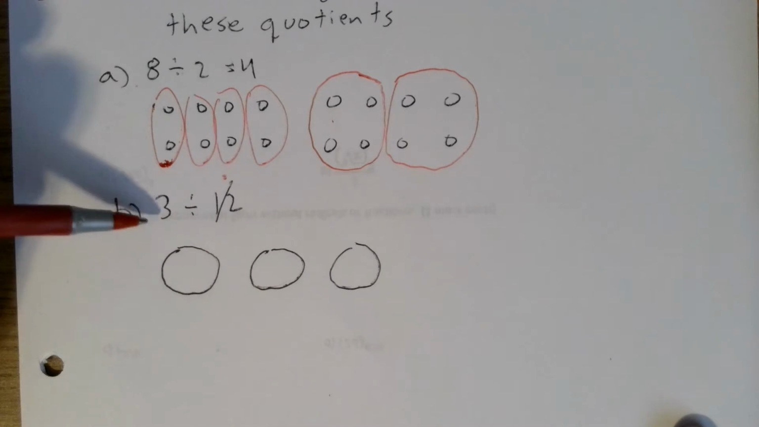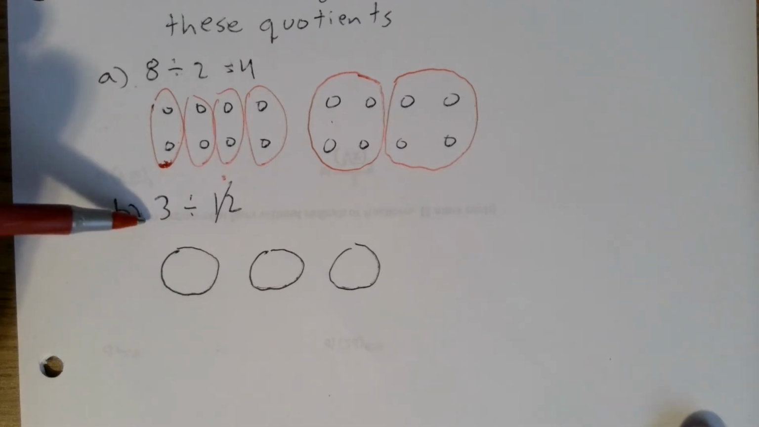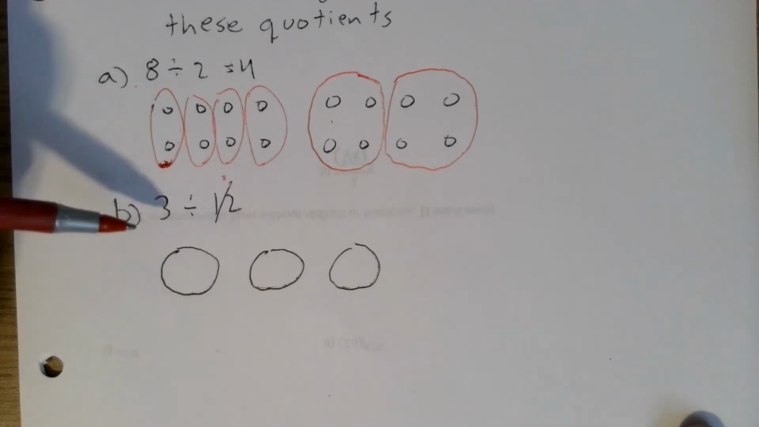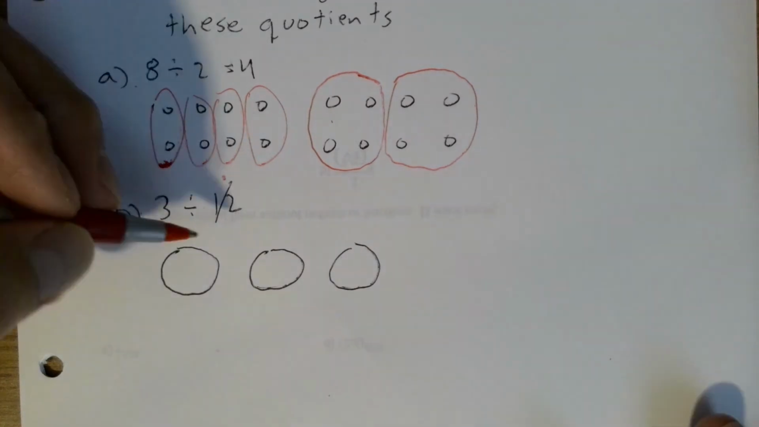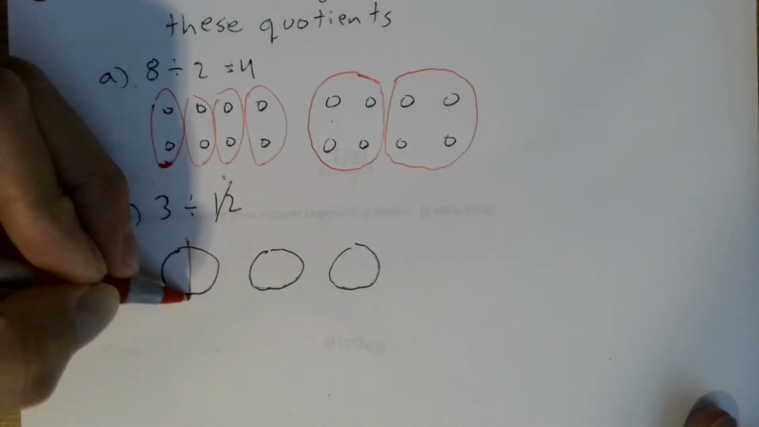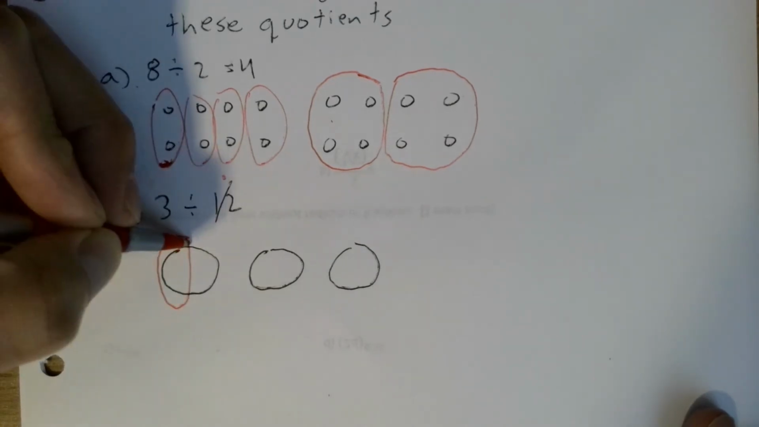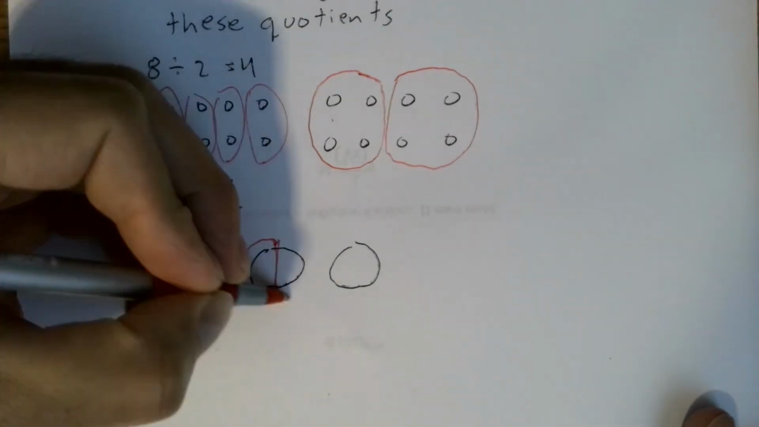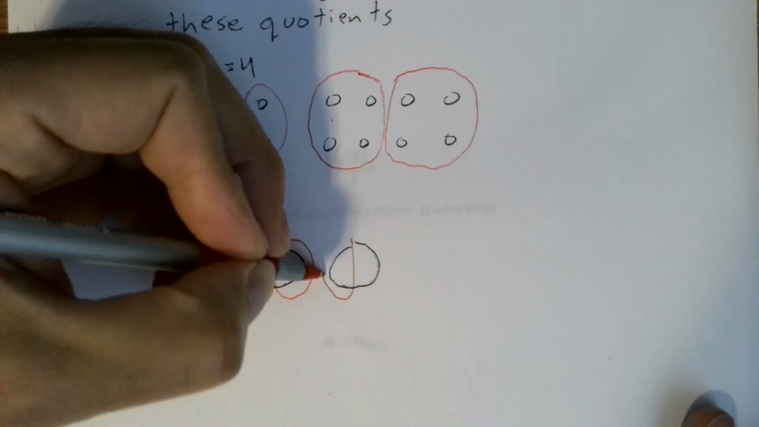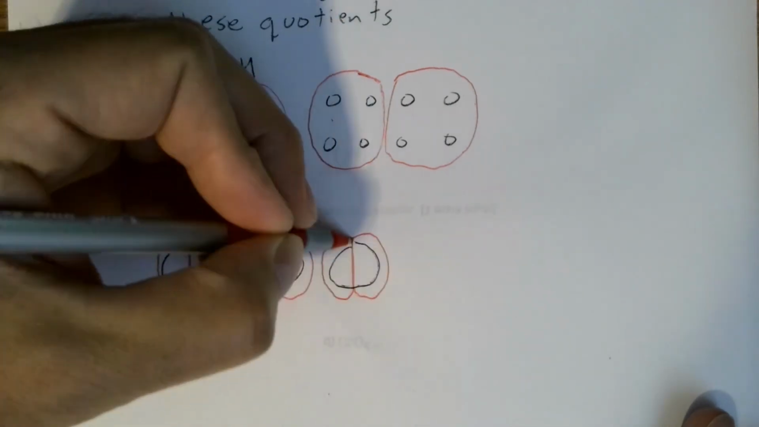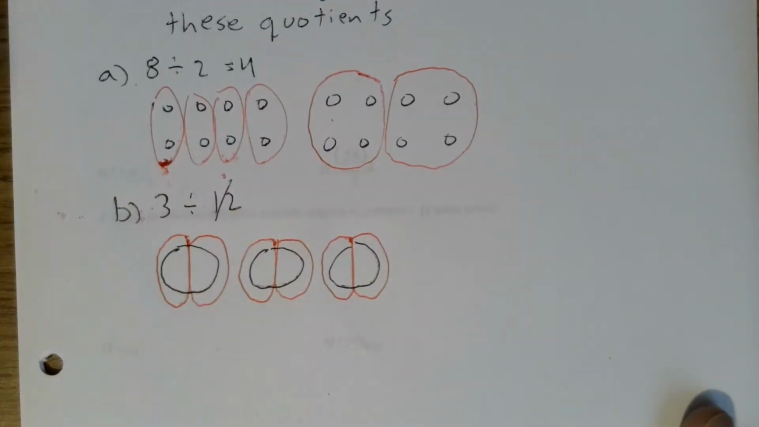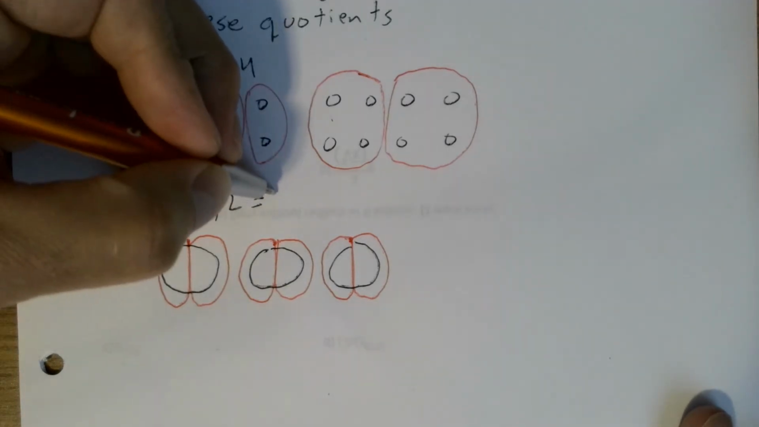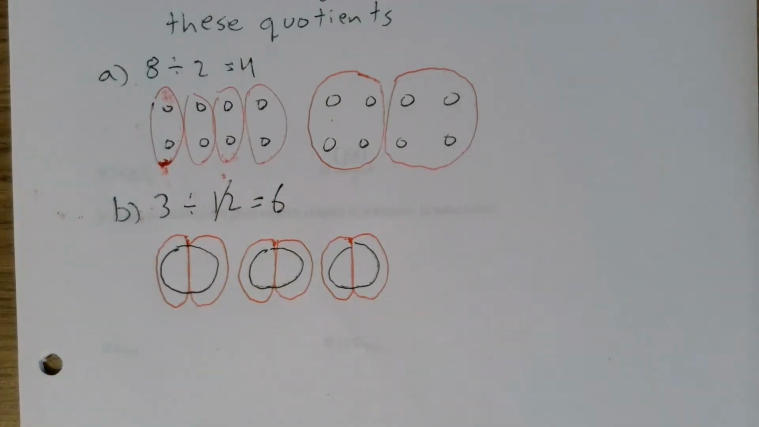Here we've got 3 pizzas, not mini pizzas, but regular pizzas. And we want half per person. So we're going to divide it into groups of half. Each group of half is for one person. So there's a group with a half in it, and another, and another, and another, and another, and there's a group with a half in it. So not surprisingly, if I have 3 pizzas, half a pizza per person, I can feed 6 people. 3 divided into groups of a half is 6, or 3 divided by a half is 6.